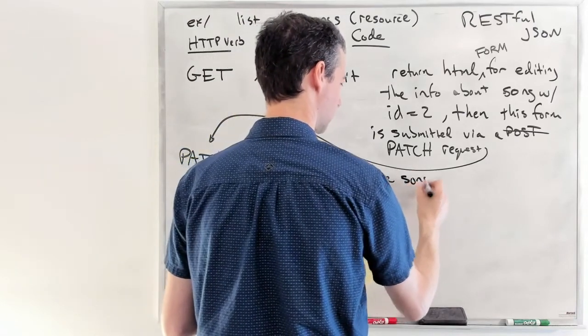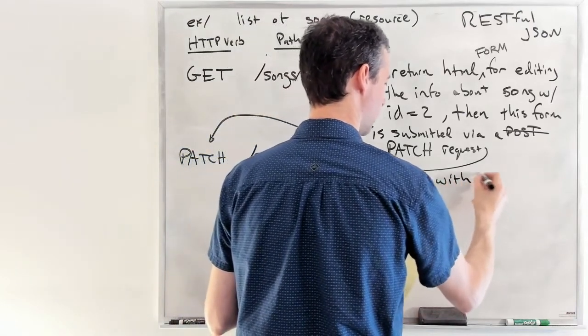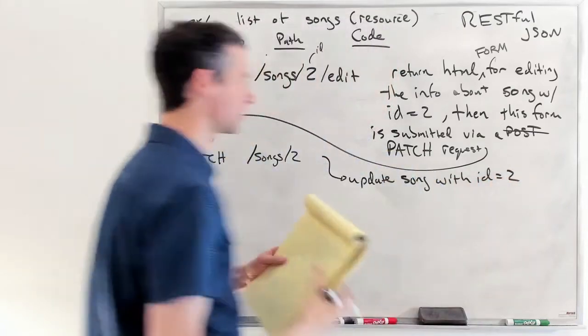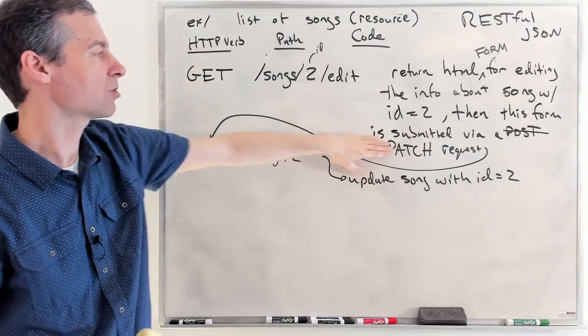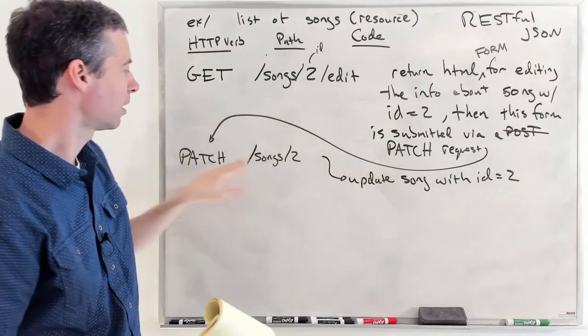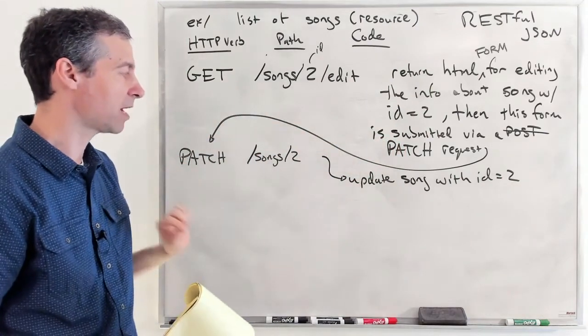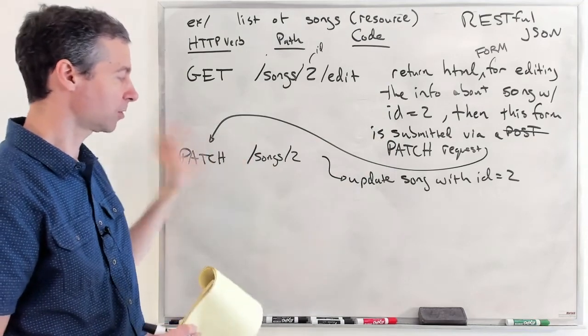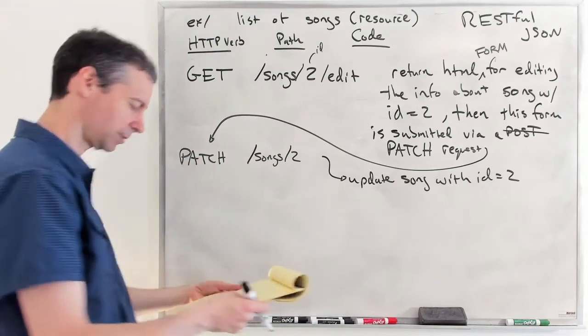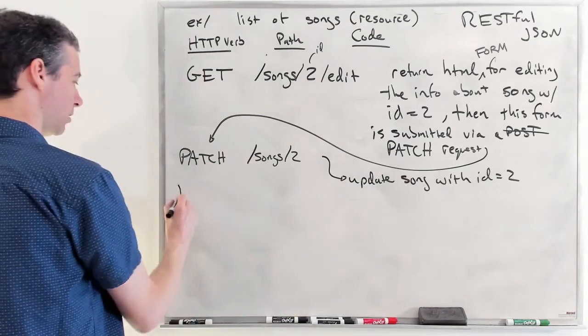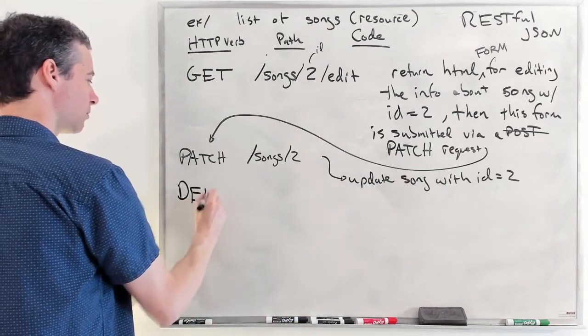And so the code that we're going to run here is to update the song with ID equals 2. All right, so we received some updated data. It gets sent in via a patch request to this path. With a patch request and that data, we run code to actually do an update in the database.